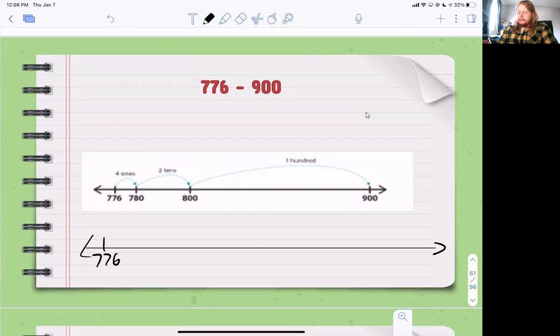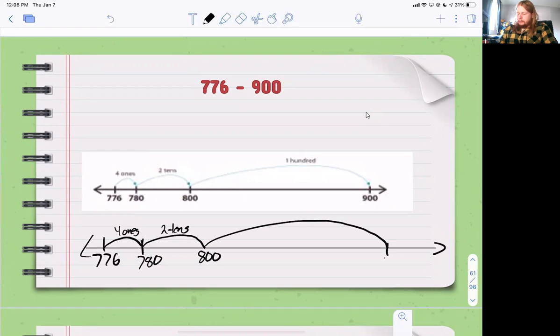But if you know that 776 can get to the nearest 10 with 4, just add 4. So we have 4 ones, which will get us to 780. And if you know 2 tens or 20 makes 800, go ahead and write that. You don't even have to write 2 tens. You could just write 20 if you want, which is 800. And then we have 1 more 100, which will get us 900. You don't have to write them in unit form if you don't want to. You could write them as 4, 20, and 100. Either way is okay.